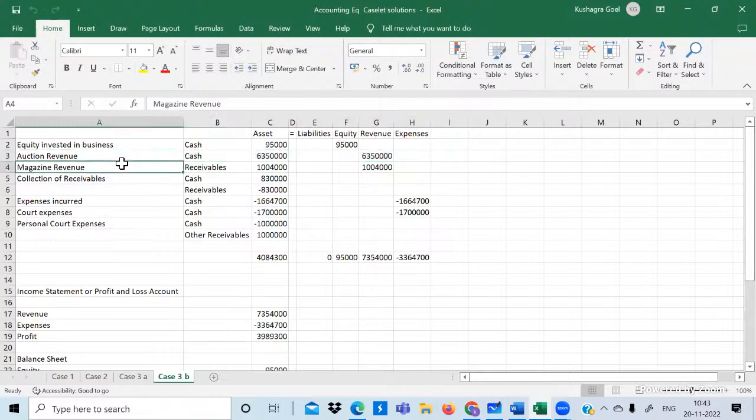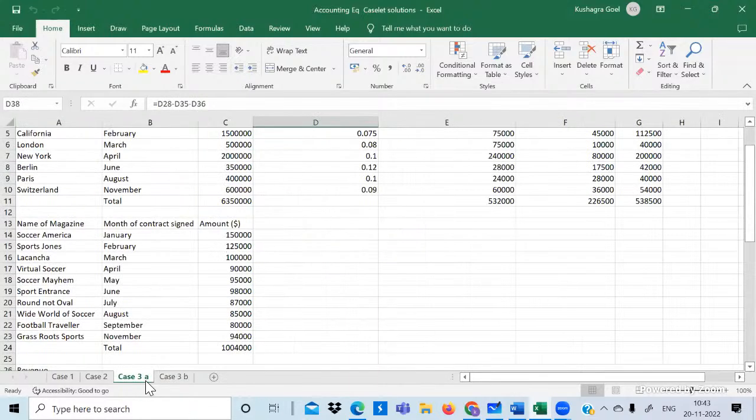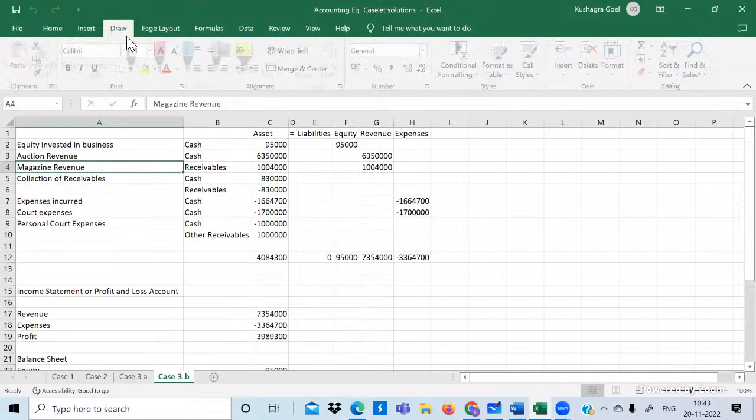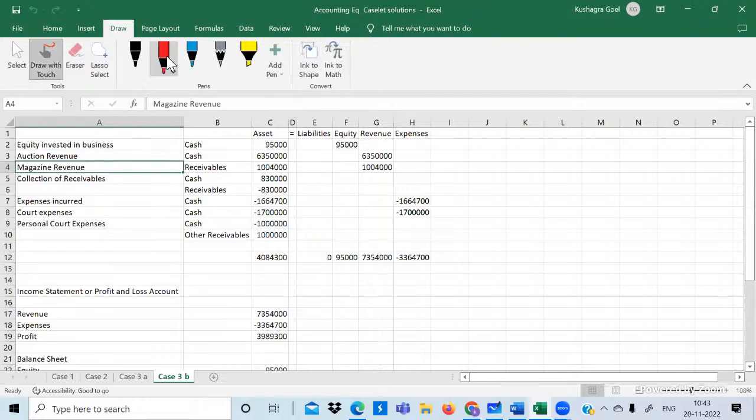Now for the magazine revenue, what is the total revenue that you generate? The total revenue that you're generating is this 10,04,000. This is pretty straightforward, so that's not an issue. You take this 10,04,000 and you show it as an income. But then what is happening with this 10,04,000? Some amount is received in cash and some amount is yet to be recovered. So I'll just write it as debtors or receivables, whatever you want to write.